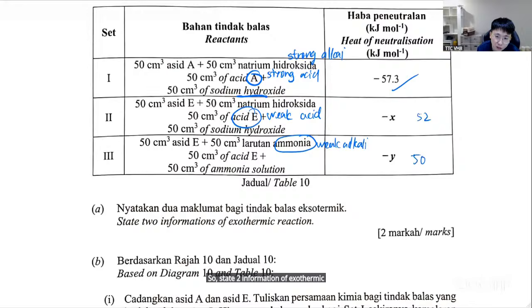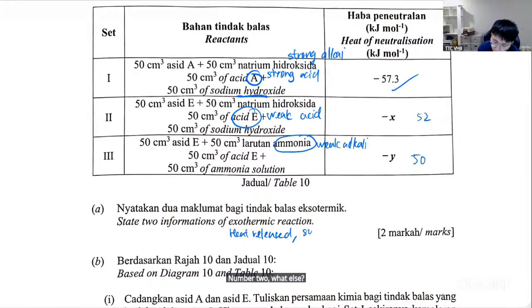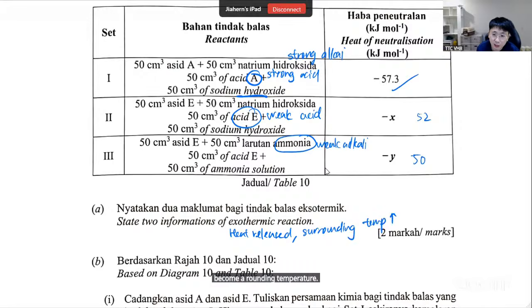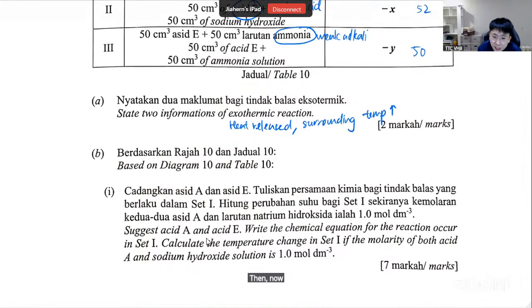State 2 pieces of information of exothermic. Guys, what do we know about exothermic? Number 1, heat release. Number 2, what else? Your surrounding temperature becomes what? Surrounding temperature increases. So 2 marks already.